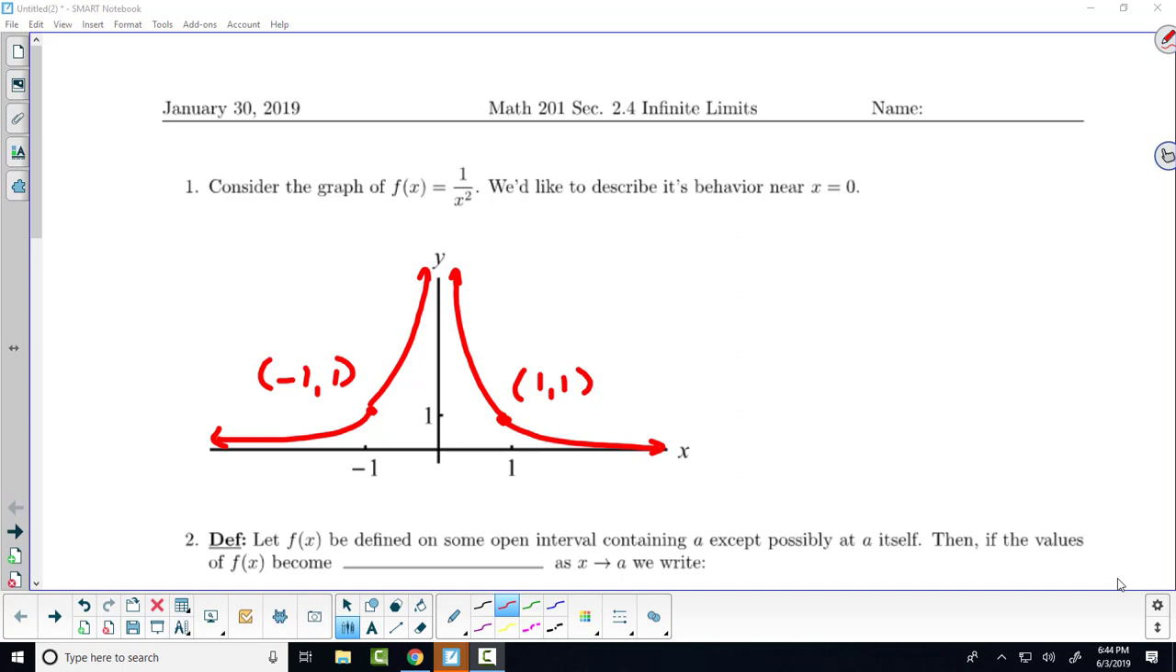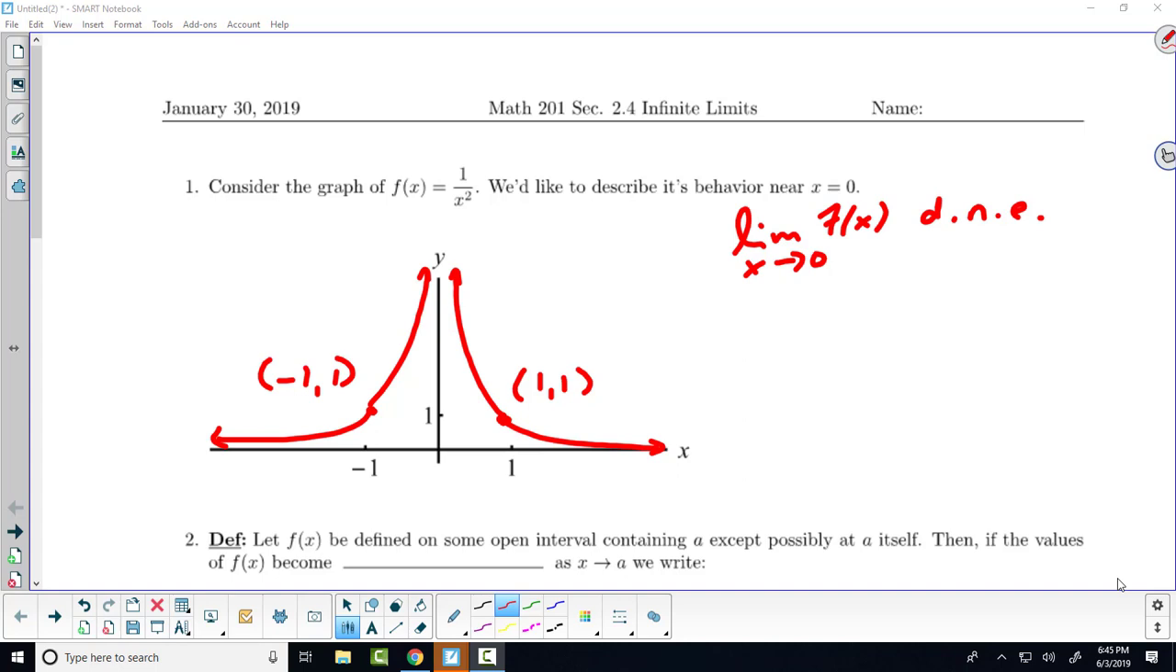Does the limit exist as we approach 0? Are we approaching some fixed y value as we get closer and closer to 0? No. So the limit does not exist. And this is an important takeaway point, that the limit as x approaches 0 of f of x does not exist.